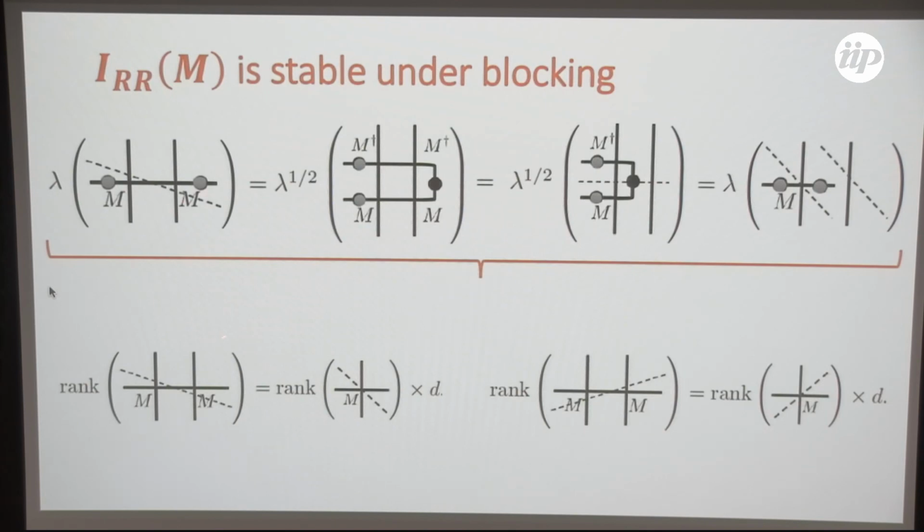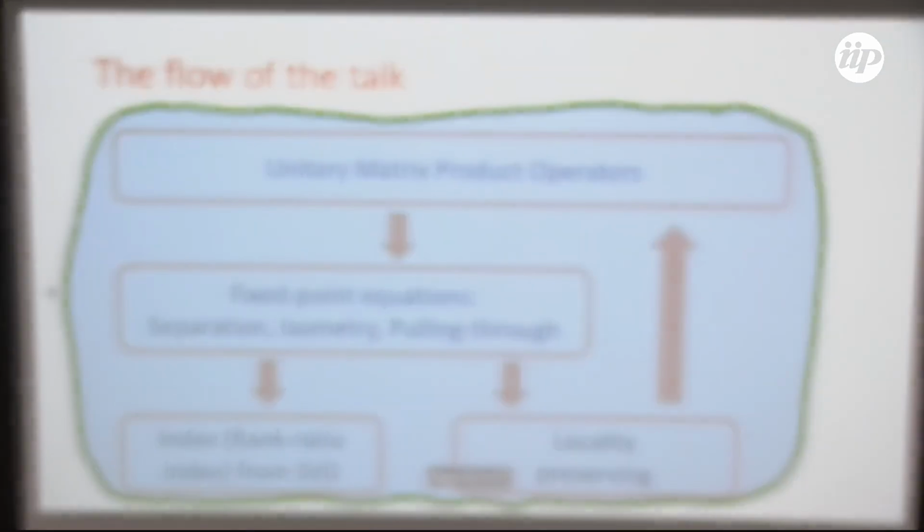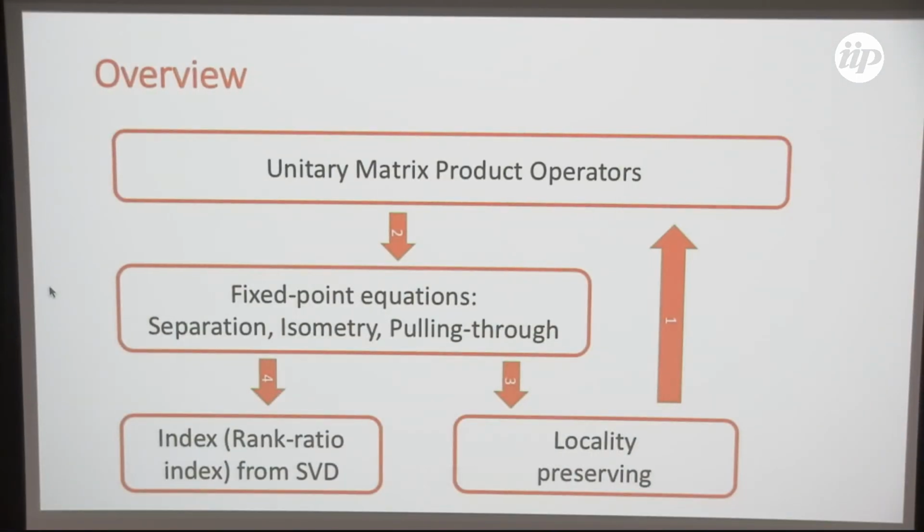We can also show that this index is stable under blocking, because that's what we desire, right? If you calculate the index for 2 sites, and then if you calculate it for 4 sites, if you have different results, then this is actually not a universal property of the MPUO that we have. And again, with similar tricks, we also prove that it's stable under blocking. And this slide shows that I'm at the end.